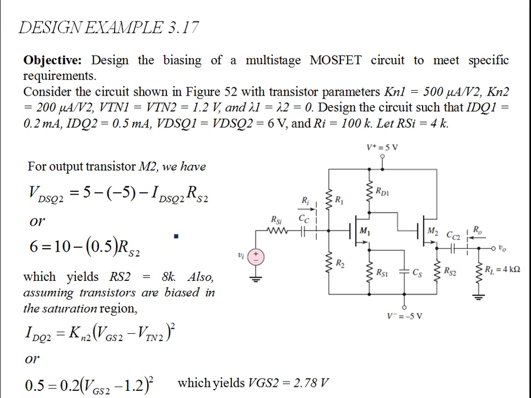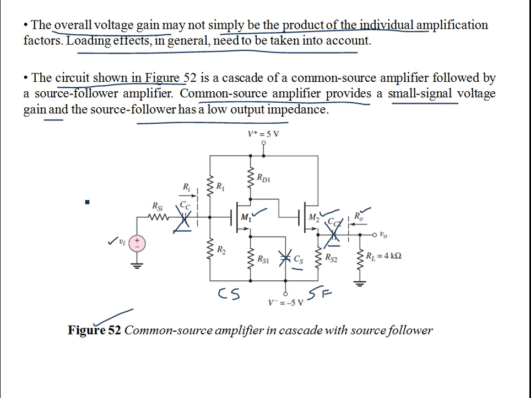So let's consider an example. This is 3.17 of your course text. This is the design example. It says design the biasing of the multi-stage MOSFET circuit to meet the specific requirements. And you again consider this circuit of figure 52 over here.